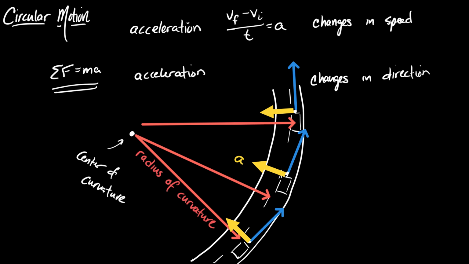So we have a special name for this, of course. We call this centripetal acceleration. Center pointing, centripetal. It means center pointing acceleration. Now, this kind of acceleration, centripetal, isn't calculated by looking at how the speed changes. Instead, it's a combination of two factors: how fast you're going and the radius of curvature.